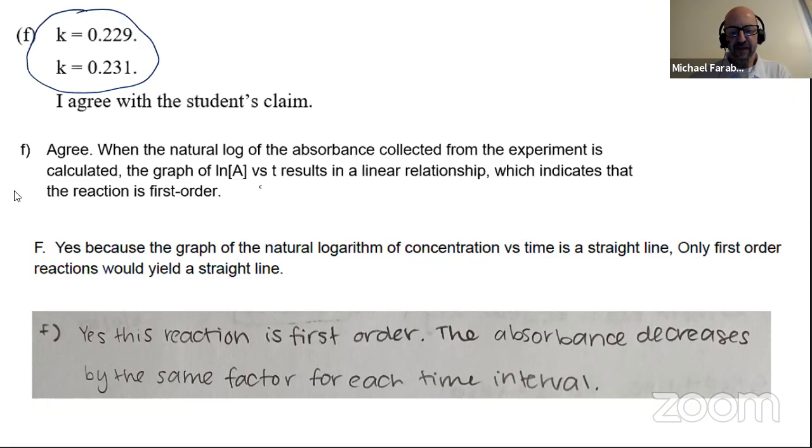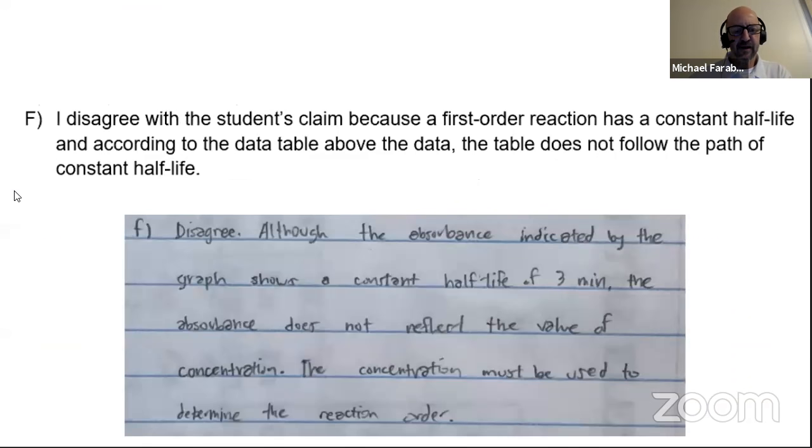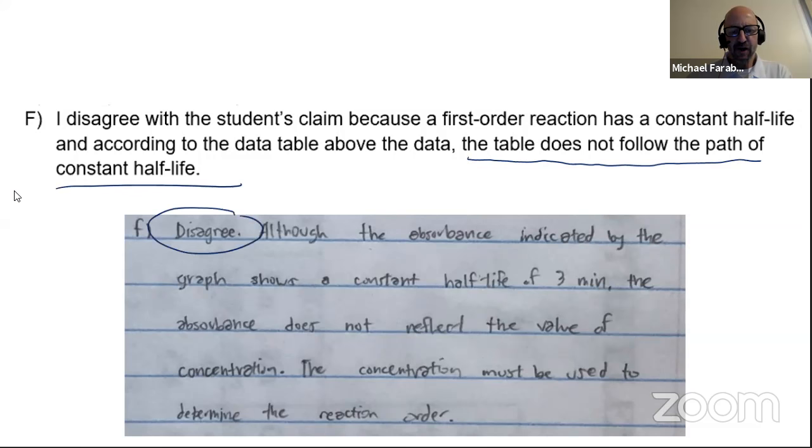Okay, this person says the absorbance decreases by the same factor for each time interval. No, it actually, the absorbance versus time is actually a curve. It doesn't decrease by the same interval. Interesting comments here. I disagree with the student's claim because a first order reaction has a constant half-life, and according to the data, the table does not follow the path of constant half-life, so they are contradicting the data in the table.